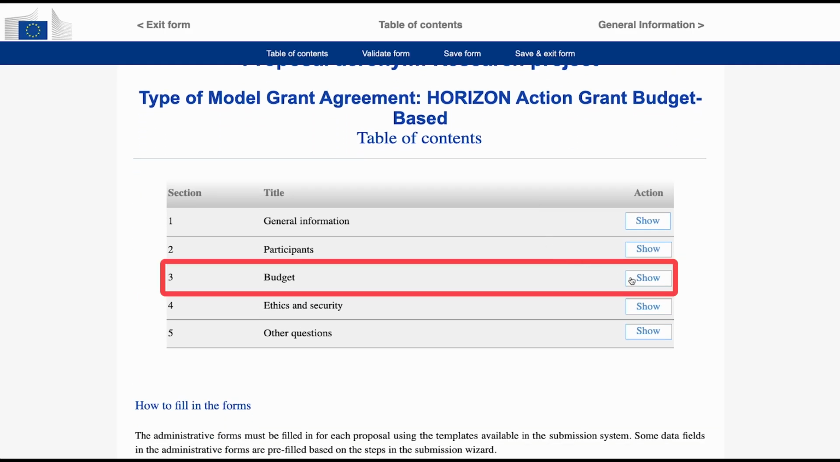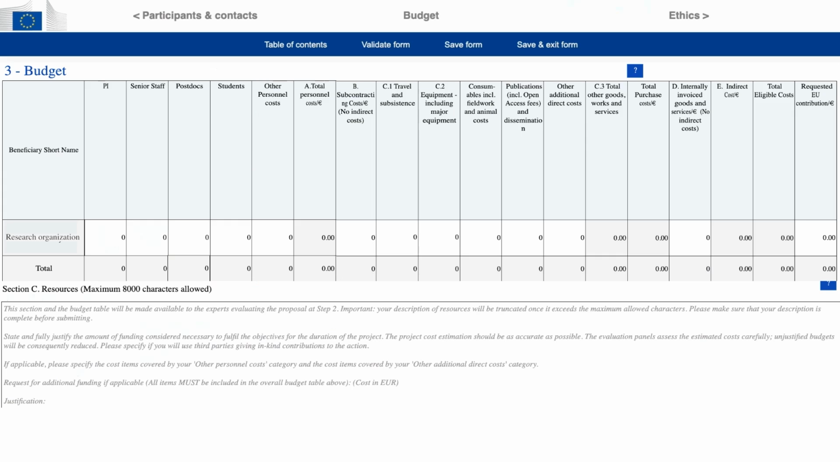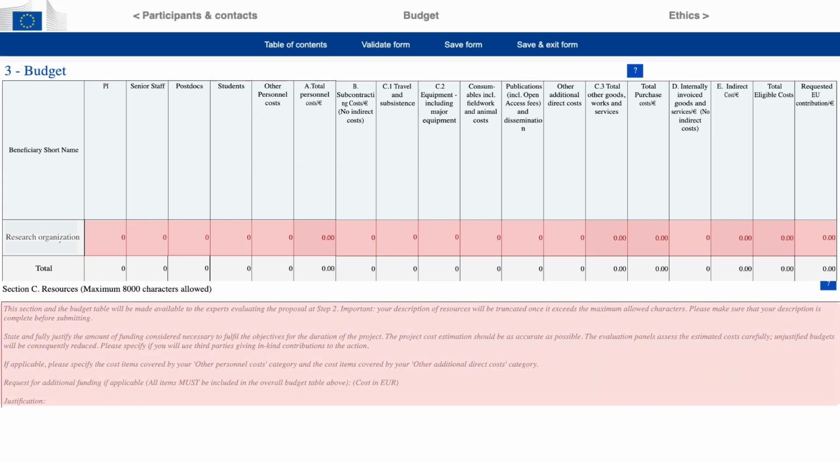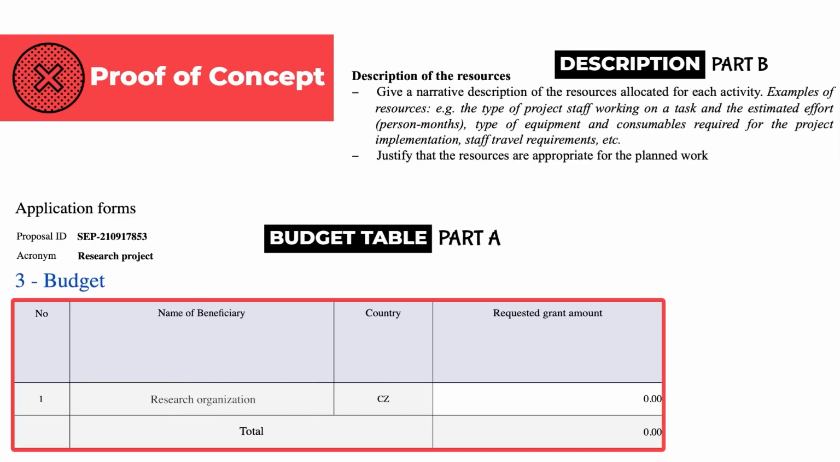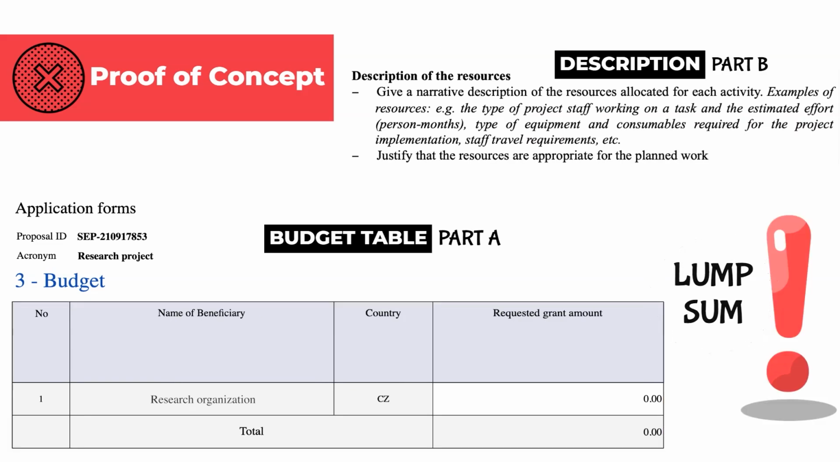The budget table in Part A of the project proposal is divided into several budget categories. You will be invited to quantify your indicative direct costs in whole euros and provide a clear explanation of resources. An exception applies to synergy grants, where the simplified budget table summarizes detailed budgets of individual principal investigators presented in Part B2 of the project proposal, and proof of concept grants, where the budget table is simplified due to the use of a lump sum. Please always check the current ERC work program, as the ERC intends to extend lump sum funding to other schemes.